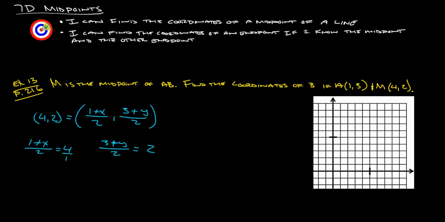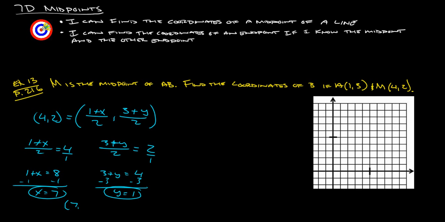Alright, so then you can just put both of these over 1, and you can just cross multiply, right? 1 times 1 plus x is 1 plus x, which should equal 2 times 4, which is 8. Subtract 1. So x is 7. And then over here, we've got 3 plus y times 1, so that's 3 plus y equals 2 times 2, which is 4. Subtract 3 from both sides, and you get y equals 1. Alright, so your other endpoint would then be (7, 1). Good? Alright, so that's one way.